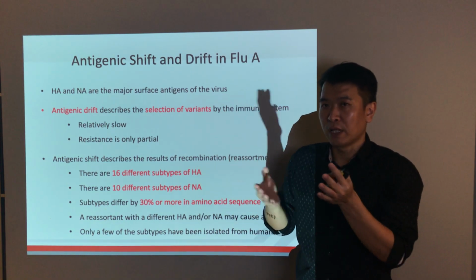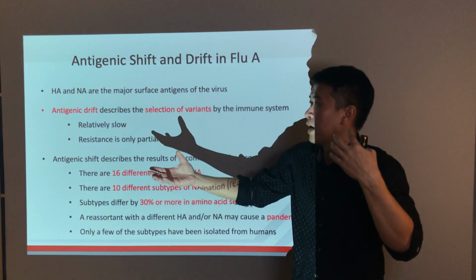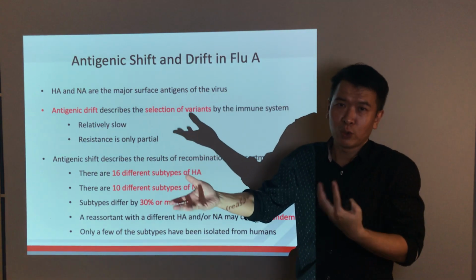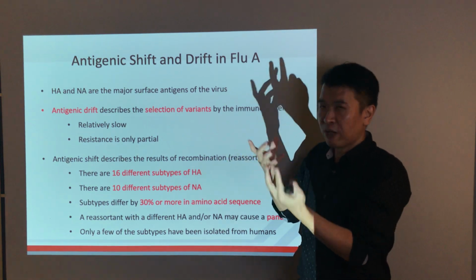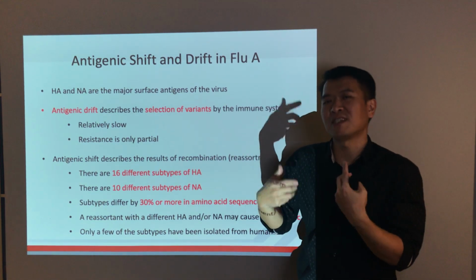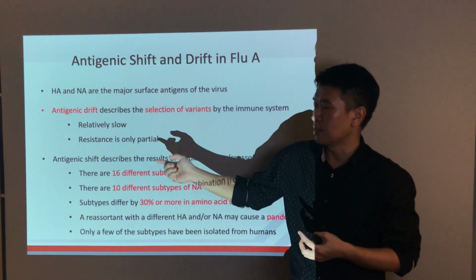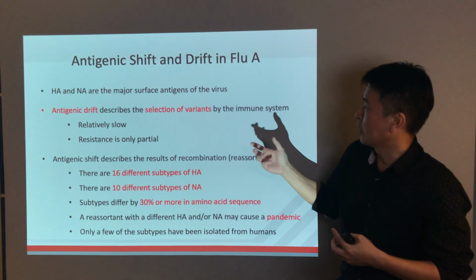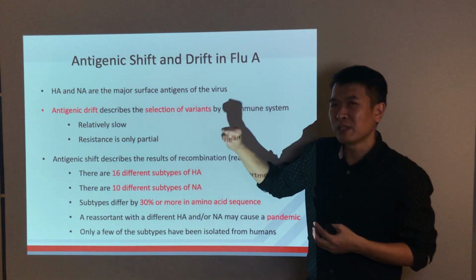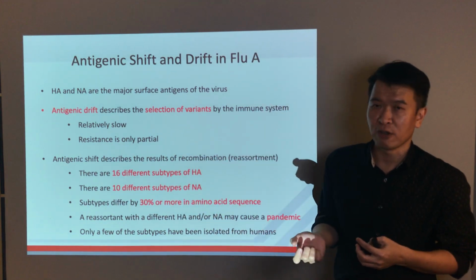For example, it might take a year for it to start developing another drift, so that your body cannot recognize it, and then it starts causing infections again. That's why we have seasonal flu every year, and it only resists partially in the host cell. But the one that is more serious will be antigenic shift.